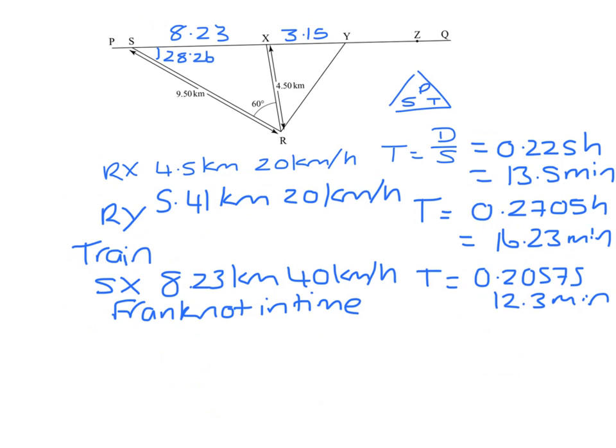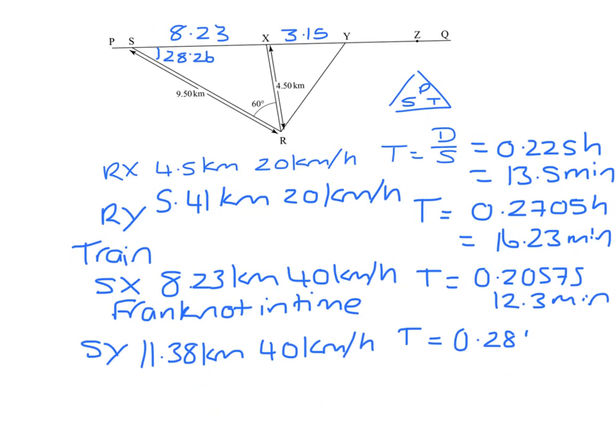If we then consider the train going from S to Y, that's a total of 8.2 plus 3.15. So that is 11.38 kilometres, and again at 40 kilometres per hour. So the time taken for the train is 0.2845, multiplying by 60, that's 17.07 minutes. So Jesse will be in time.